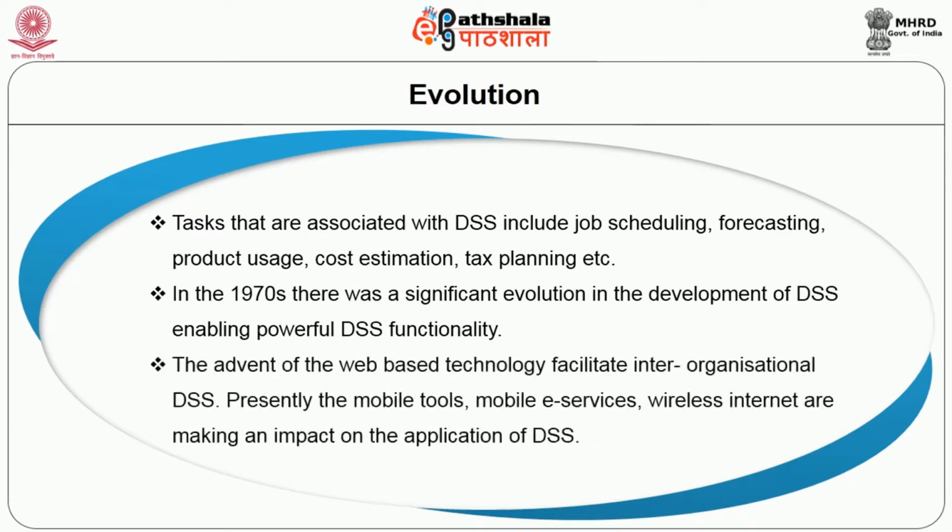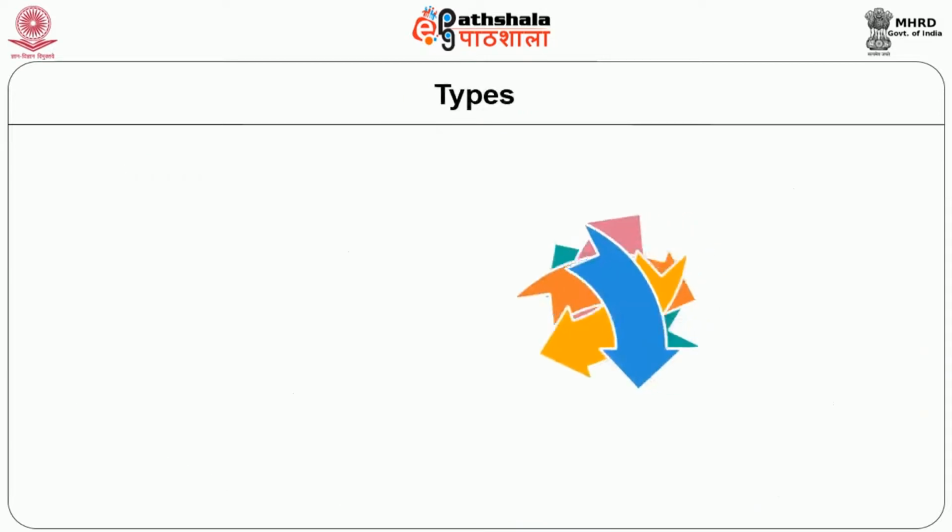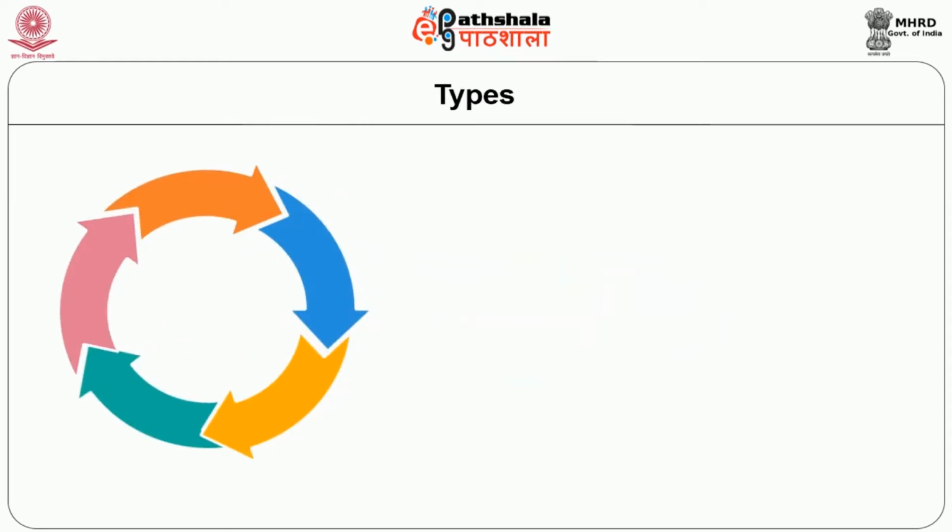Now, this was adapted by the extension later, but it evolved in the manufacturing industry. The advent of web-based technology facilitated inter-organizational support systems. Presently, we have mobile tools, mobile e-services, and wireless internet making a big impact on the application of decision support systems. The types of decision support systems can be categorized into 5 different types.